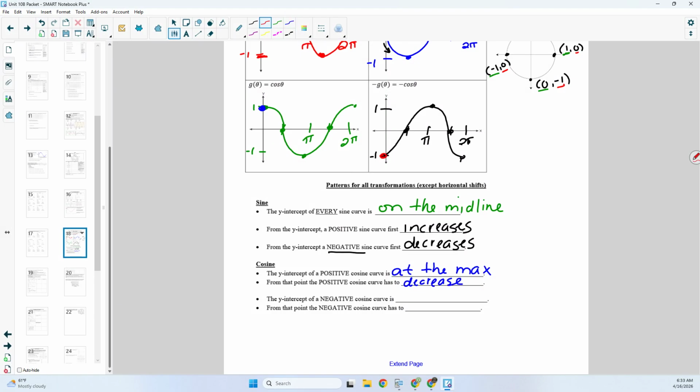So looking at my negative cosine curve, hopefully not as tempting to say it starts at negative 1. We can say it starts at the minimum or the lowest point. And if I start at my lowest point, I have to go up. You can only go up from here, right? If you start at the lowest place, the only place you can go is up, or it increases. So we're going to use these patterns as we start to look at the graphs.